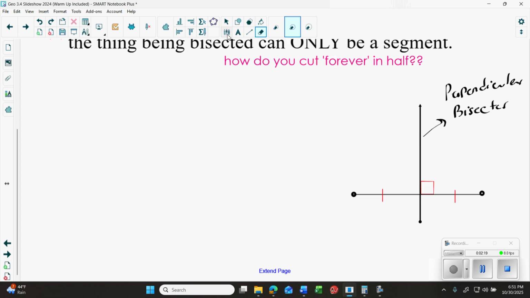How do you know it's a perpendicular bisector? You'll see two things. You'll see a right angle mark right here. That means 90, and that's the definition of perpendicular: two things intersecting at a 90-degree angle. How do you know it's being bisected? Well, we know from the tick mark, so that means this line segment is congruent to this line segment.